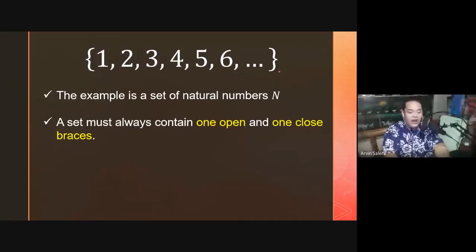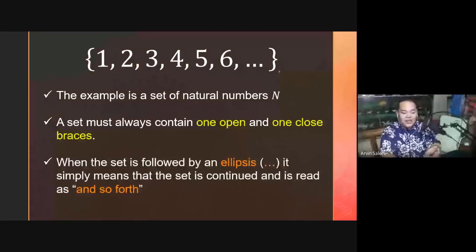When the set is followed by an ellipsis, it simply means that the set is continued and is read as "and so forth." For example, 1, 2, 3, 4, 5, 6 and so forth. Meaning the set continues, with no end. We call that the ellipsis. The reading is "and so forth."